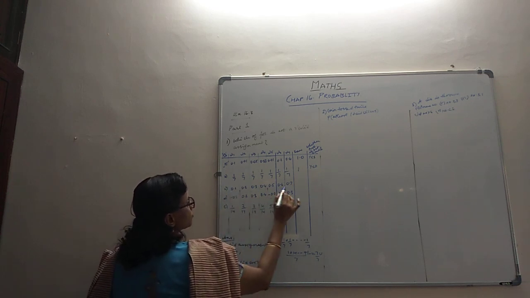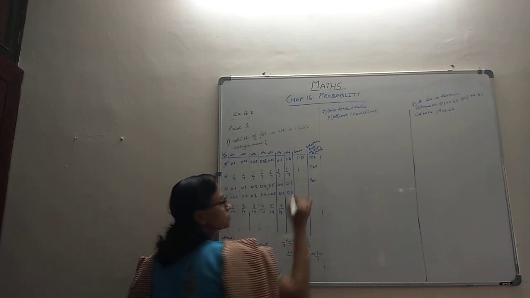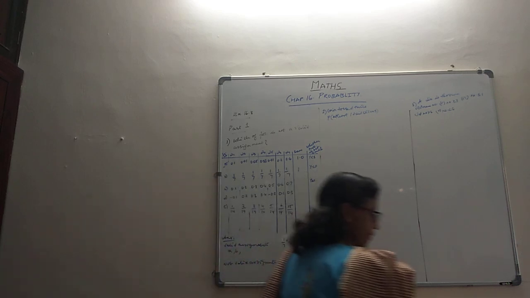Now let's take the next one: 0.1, 0.2. Now we observe this part is correct because everything is between 0 and 1. Now we only have to check the total.